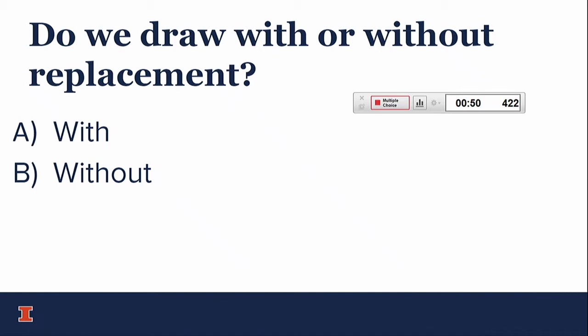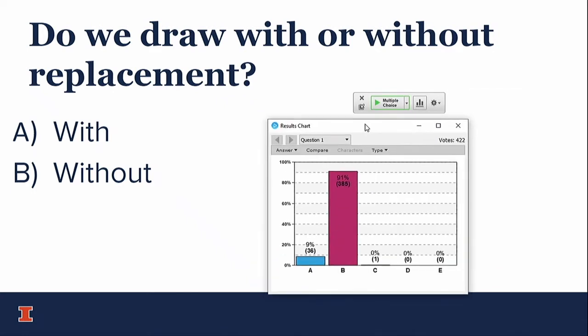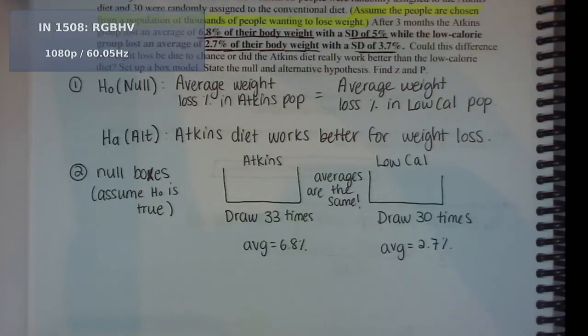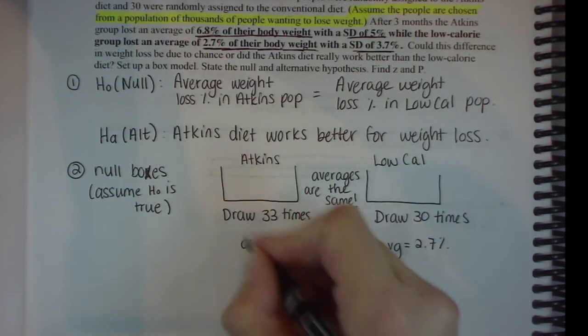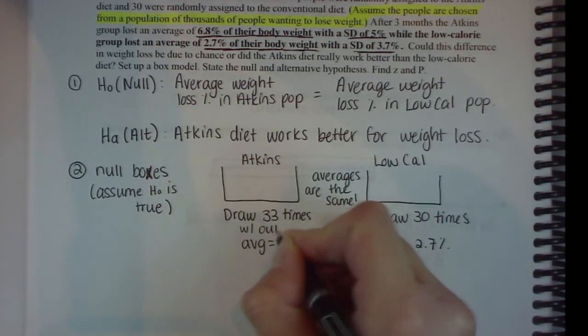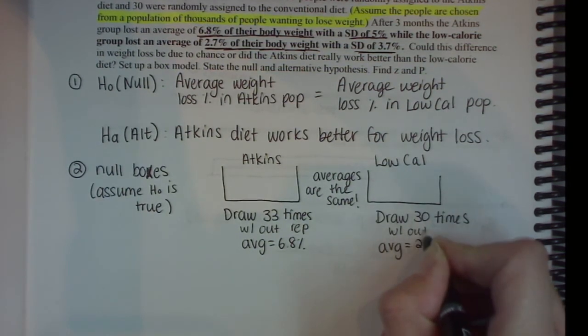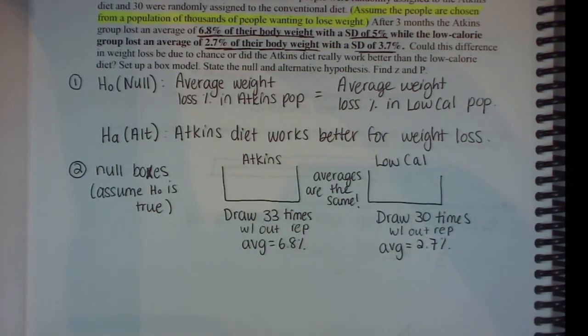All right, this looks good. I think most of you guys have responded. And let's see. Yay, 91% of people said without. That looks good because we don't want to sample the same person twice, right? Anytime we do surveys, we want to do it without replacement. Okay, perfect. I'm going to add that. 33 times without replacement, and then also 30 times without replacement. Because you don't want the same person's data to be in your survey twice.